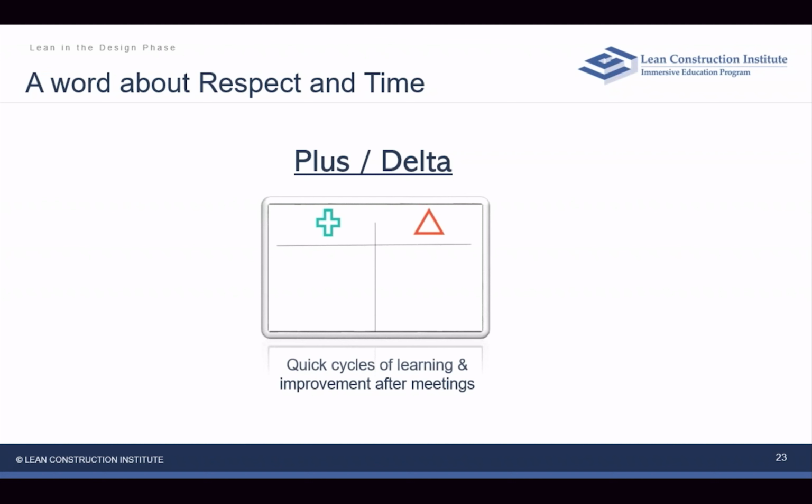this idea of plus delta. We're going to be doing this at the end, but this is a really good opportunity for us to do quick cycles of learning and improvement after our meeting. So teams can meet and quickly do a plus delta. Just throw up a white paper or use a whiteboard, quickly mark a plus and a delta, and get the team feedback.